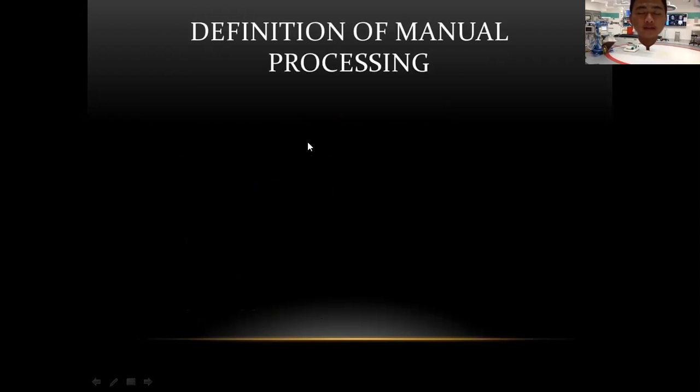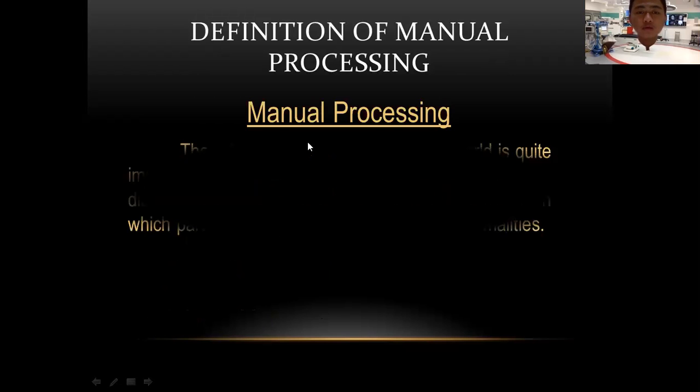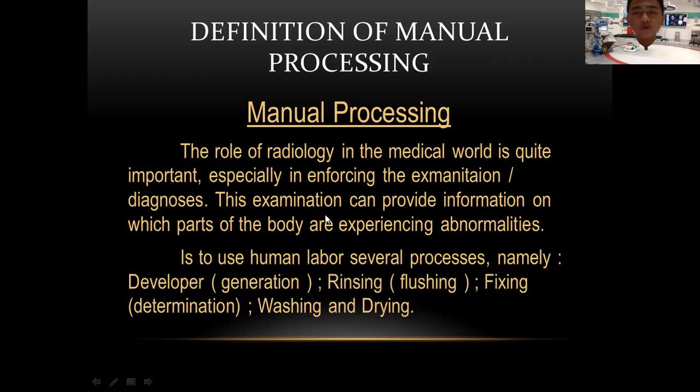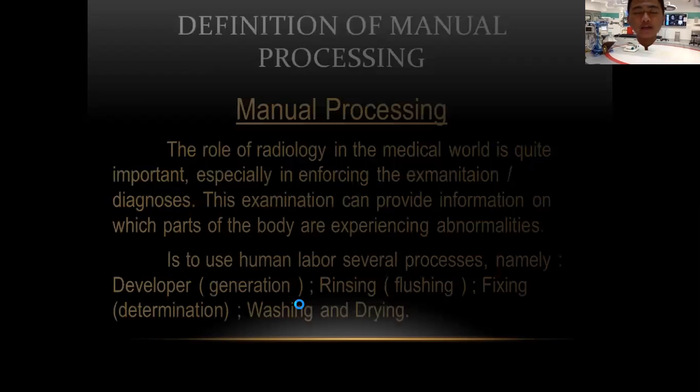Definition of manual processing. The role of radiology in the medical world is quite important, especially in enforcing the examination or diagnosis. This examination can provide information on which parts of the body are experiencing abnormalities. It uses human labor in several processes, namely: first, developer or development; second, rinsing or flushing; third, fixing or determination; fourth, washing; and the last, drying.